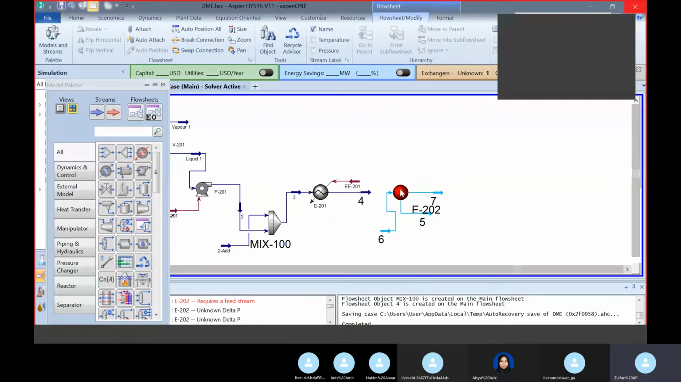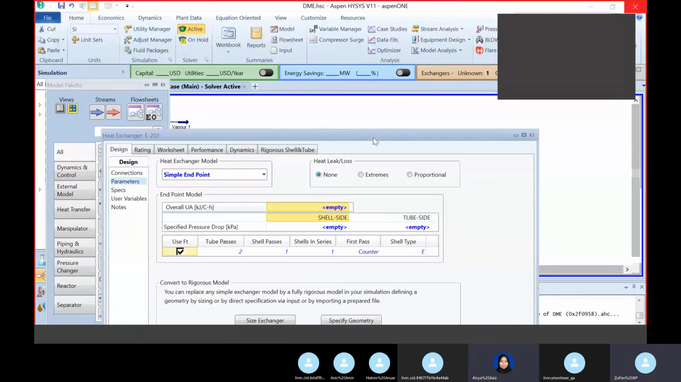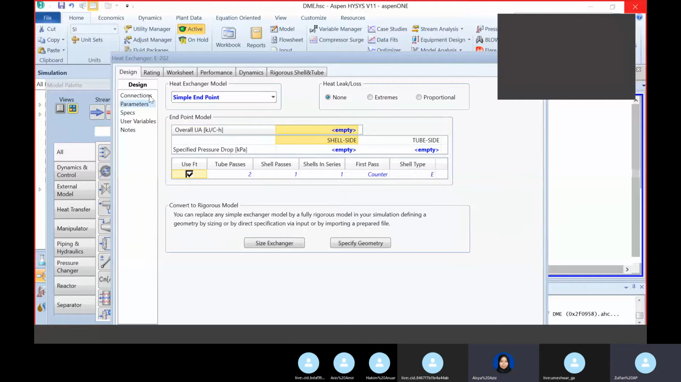This stream number 4 is going to be further heated in this feed effluent heat exchanger E202, and it will be on the shell side.